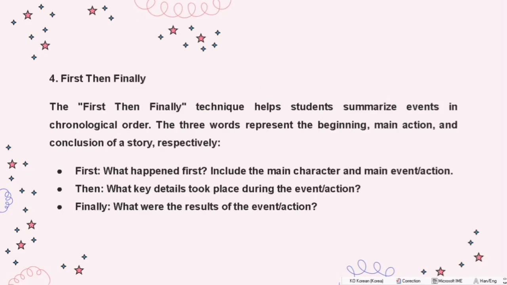The First, Then, Finally technique. The technique helps students summarize events in chronological order. The 3 words represent the beginning, main action, and conclusion of the story or the writing, respectively. First, what happened first? Include the main character and the main event or action. And then, what key details took place during the event or action? And finally, what were the results of the event or action?